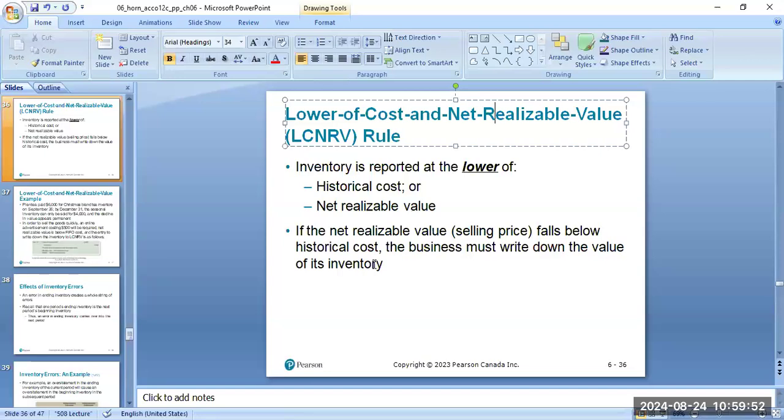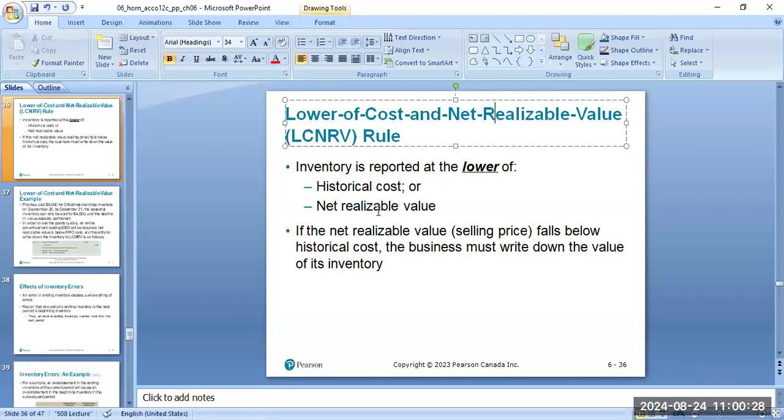That's what the question is. But before that, if the net realizable value falls below the historical cost, so if that happens, if the net realizable value becomes lower than the historical cost, we have to write down the inventory to the net realizable value. For example, there is an example later, but let me give you one example right here on the spot.